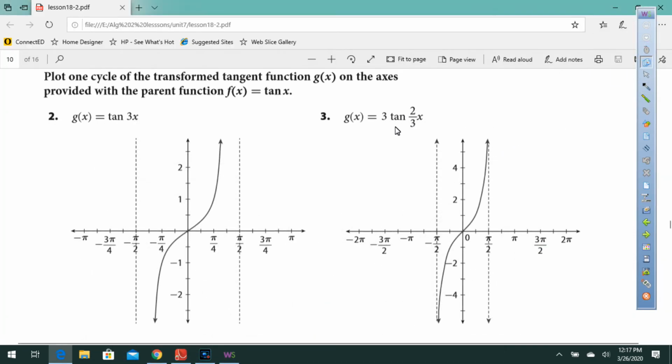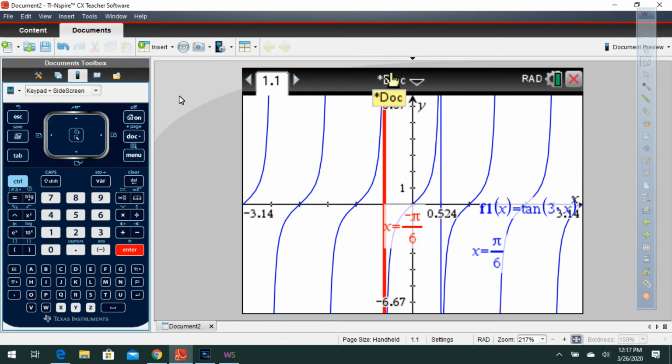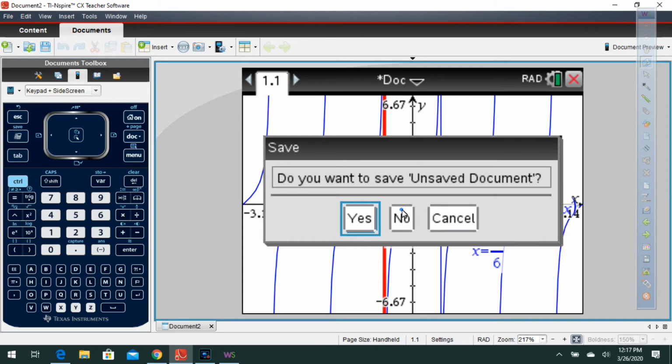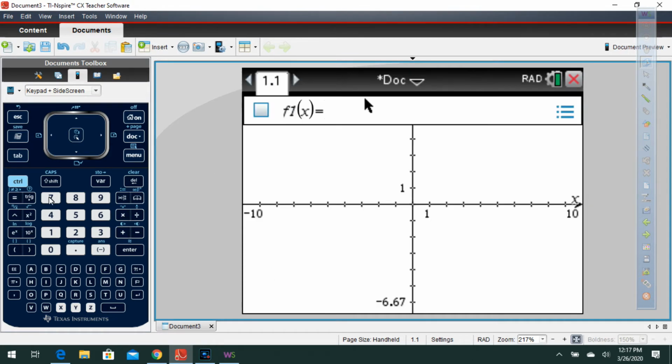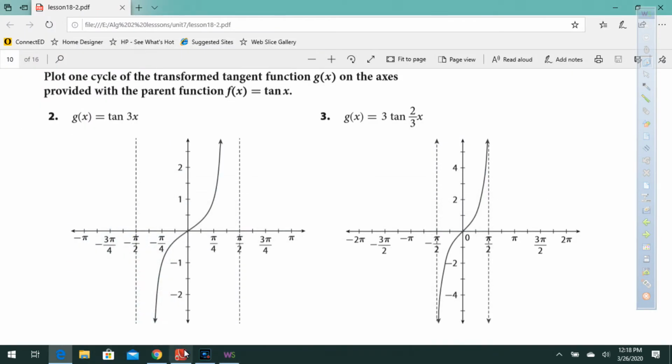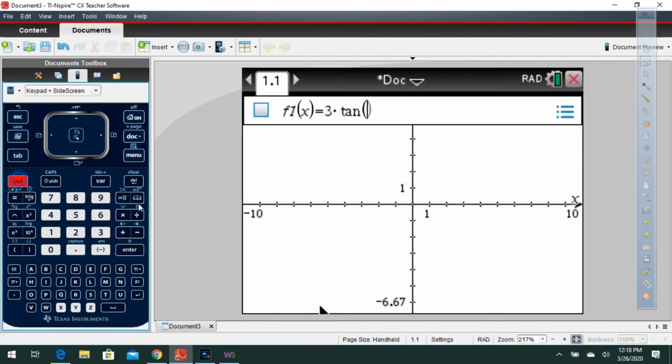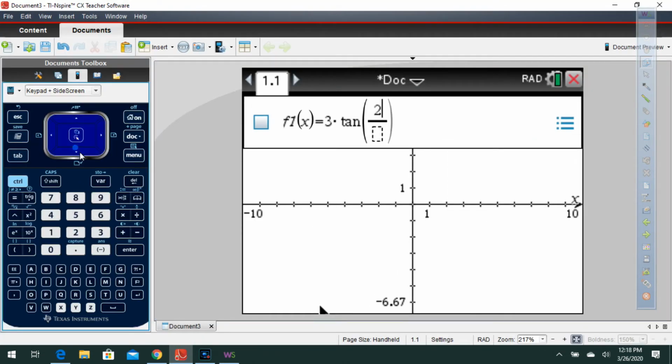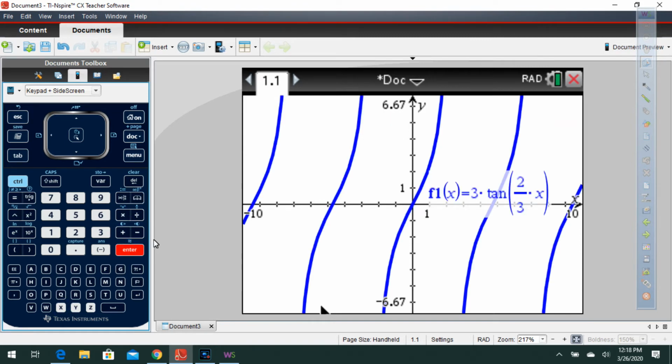Okay, now we got a little bit more going on here. So let's try this one here. 3 tangent 2/3. New document, graphs, and then we got 3 times tangent and we got 2/3 x. 2 over 3 times x. And there it goes.